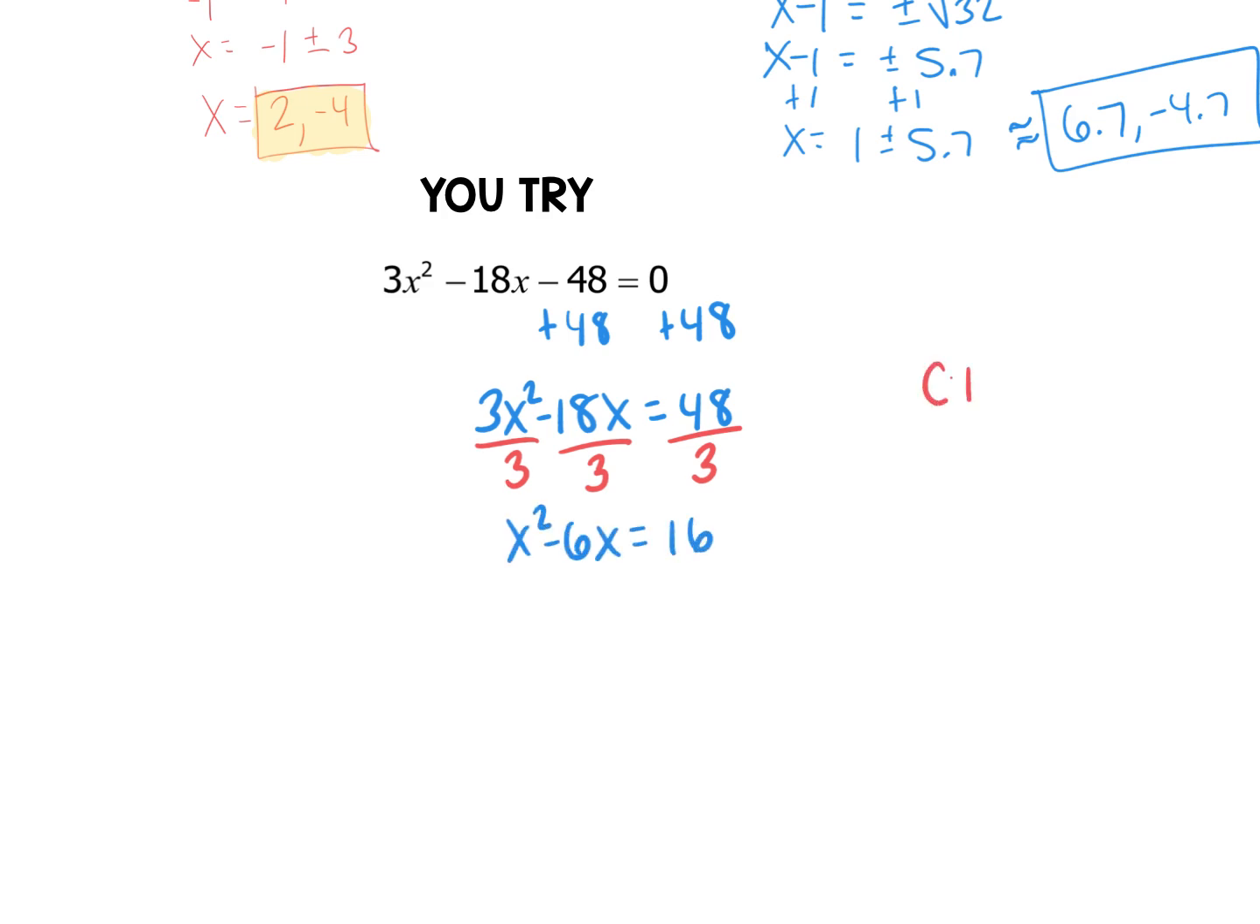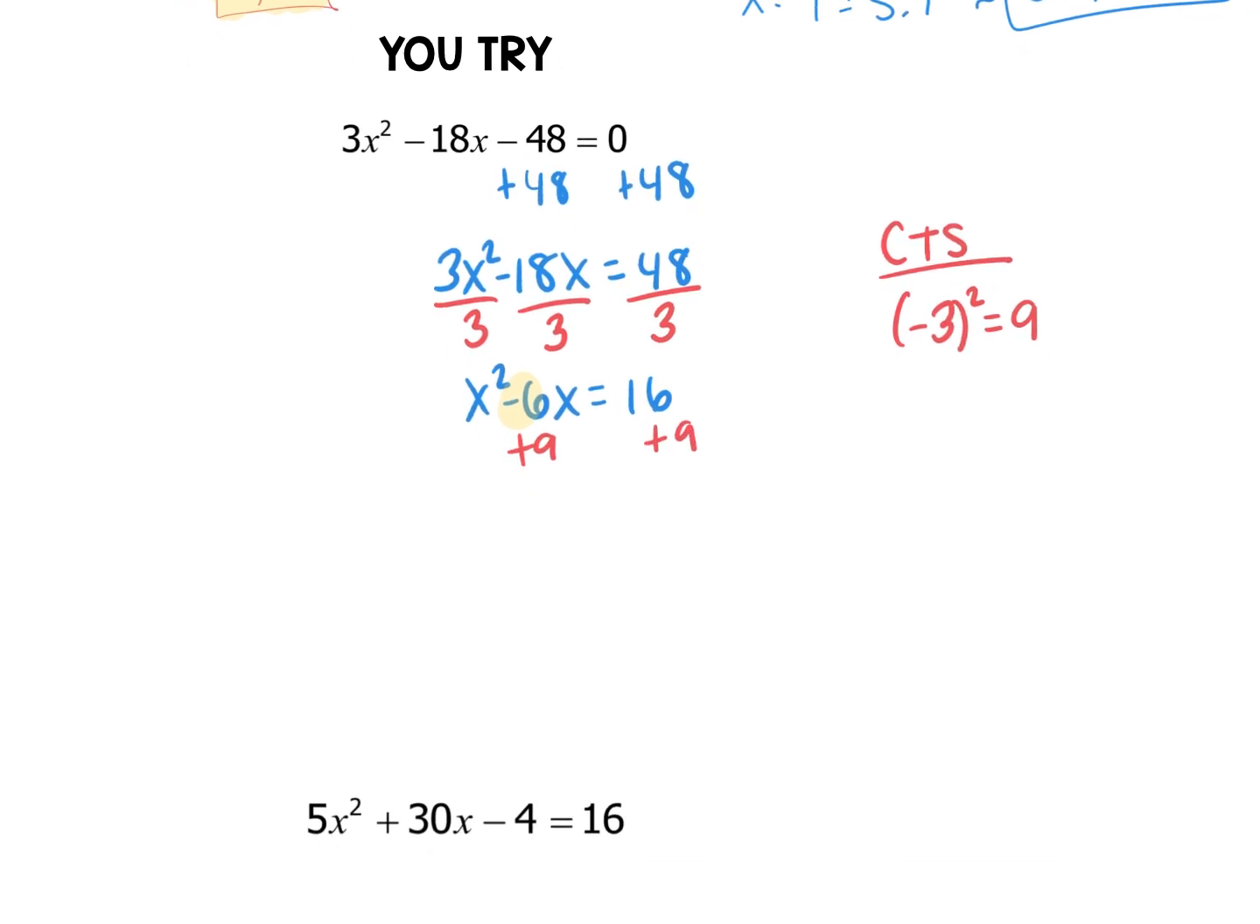Now complete the square. So to complete the square, I take half of that b value. B is -6. So when I take half of it, I get -3. And then I square it. I get +9. So I want to add 9 to both sides. In doing so, I'm going to create a perfect square trinomial on that left side. In other words, something that factors into the same factor twice. So multiply to 9, add to -6 would be -3 and -3. So we want to write it like that.